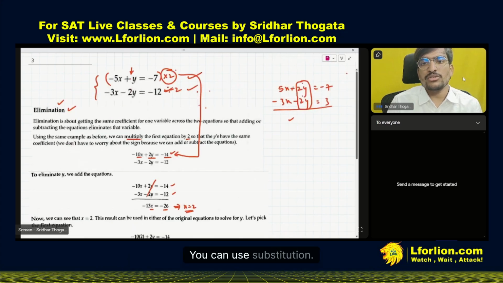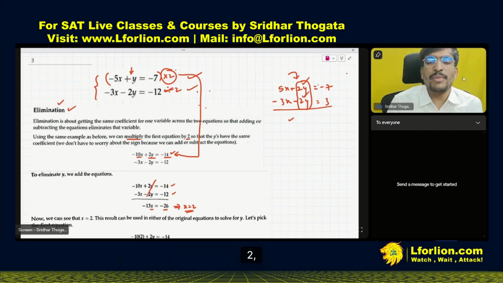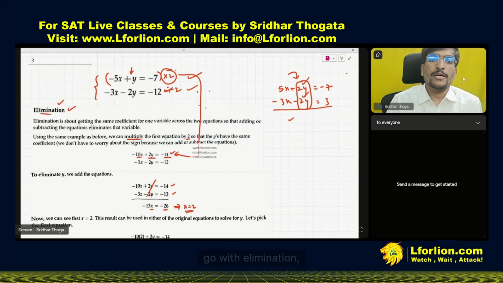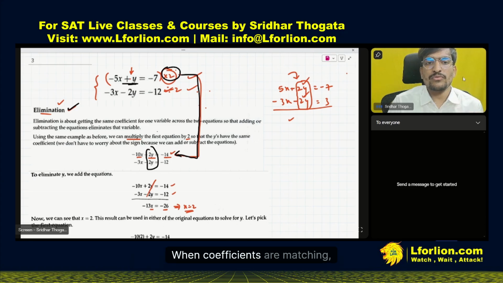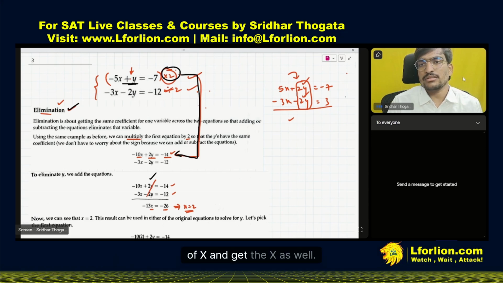You can use elimination when equations are directly given something like this, where your coefficients are matching, two y variable coefficients are matching. At least one variable's coefficient must match to use elimination. If coefficients are not matching but you want to go with elimination, then you have to do an operation. You have to multiply this by 2, complete equation multiply by 2. Then if you multiply the complete equation by 2, it turns into like this. Then you can see coefficients are matching. When coefficients are matching, you can do the operation and remove the y values, I mean y variables, and get the value of x and get the y as well.